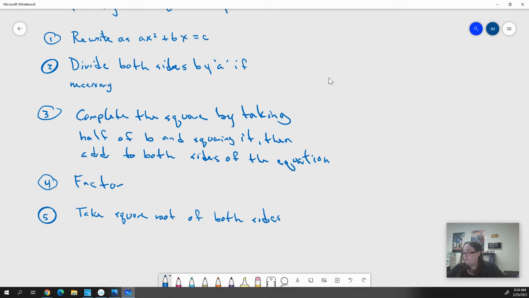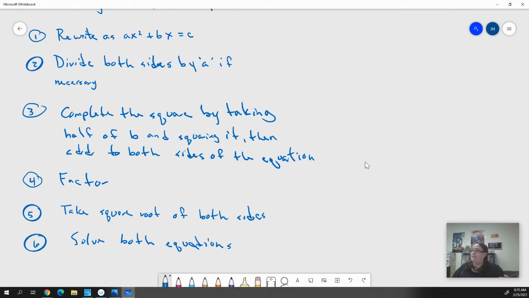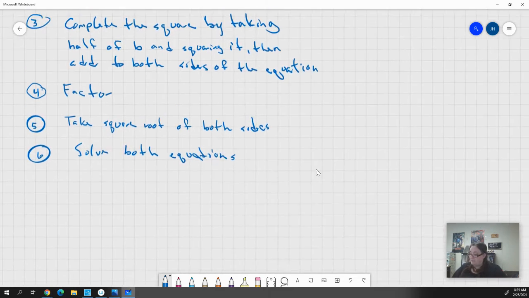You should get 2 solutions, one positive, one negative, and then you're just going to solve both equations. So let's see what that looks like in practice. Equations. So a lot of steps, write them down. Stop the video, take the notes.